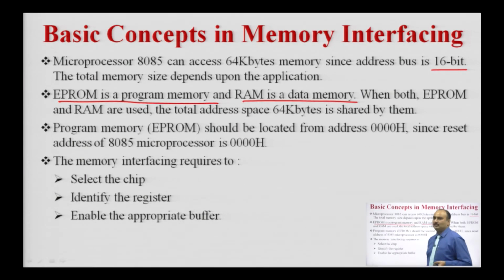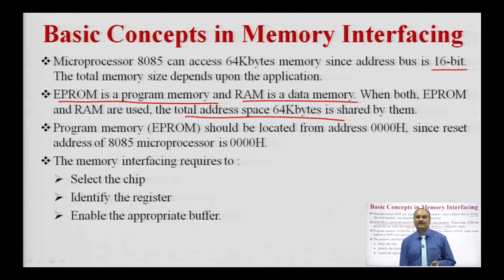So, mostly the program is written into the EPROM, which is the program memory, and RAM is the read write memory, also called the data memory. Both EPROM and RAM are used during memory interfacing. The total address space is 64 kilobytes, with the help of these 16 address lines, and the processor is able to access 64 kilobytes of memory locations. So, this 64 kilobytes can be shared between the EPROM and the RAM memory.